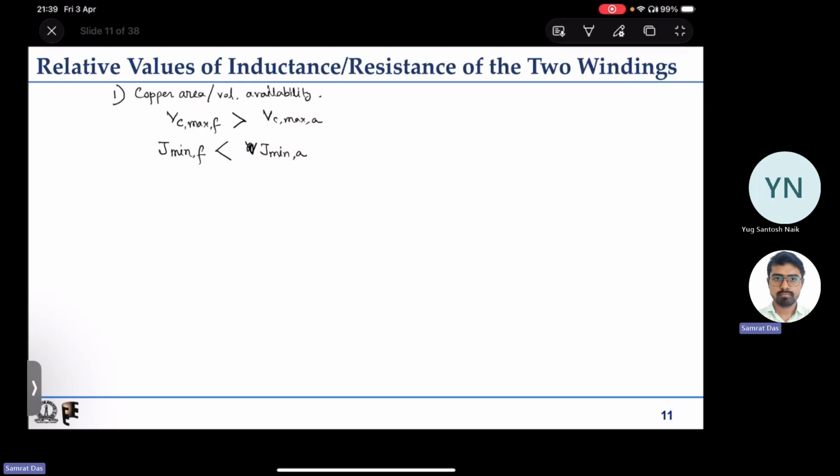So this is one condition that comes. Then the second condition is the voltage drop across the resistance.